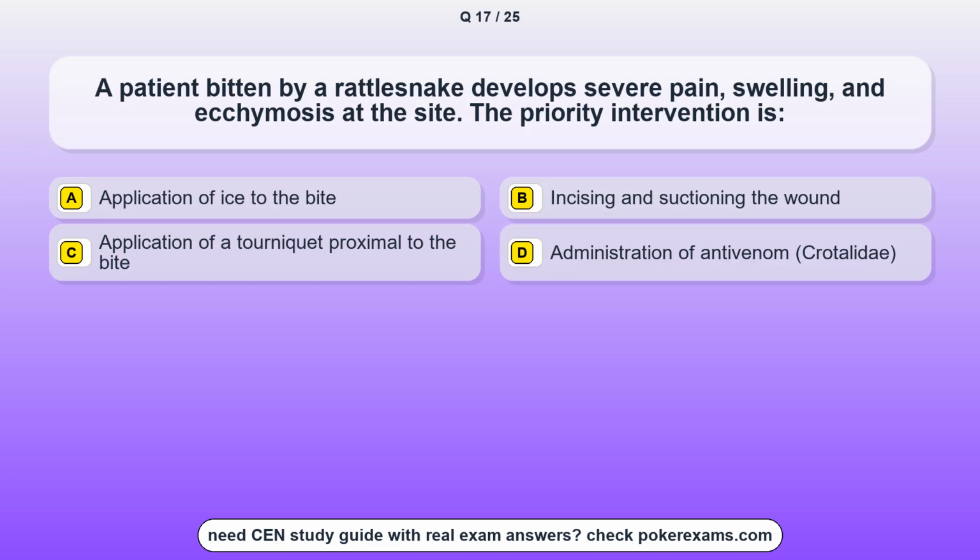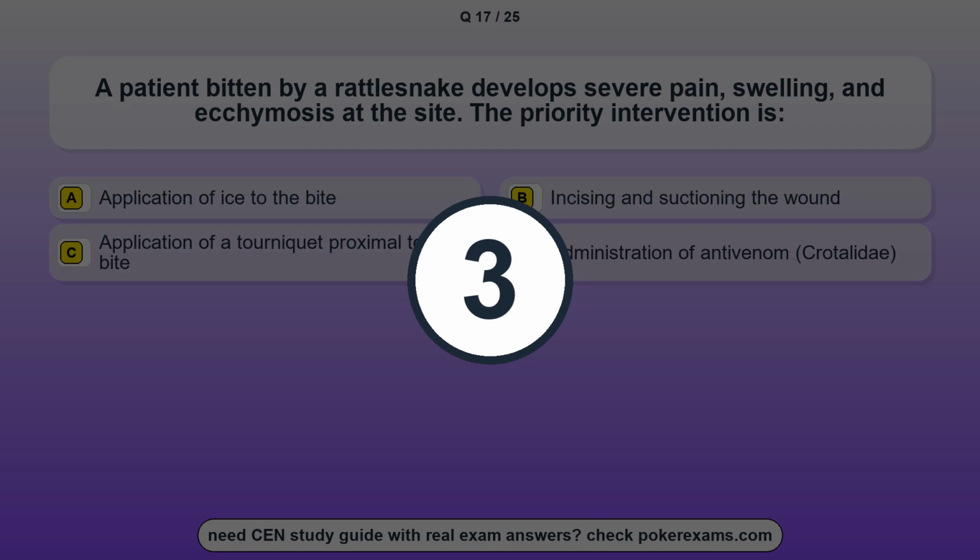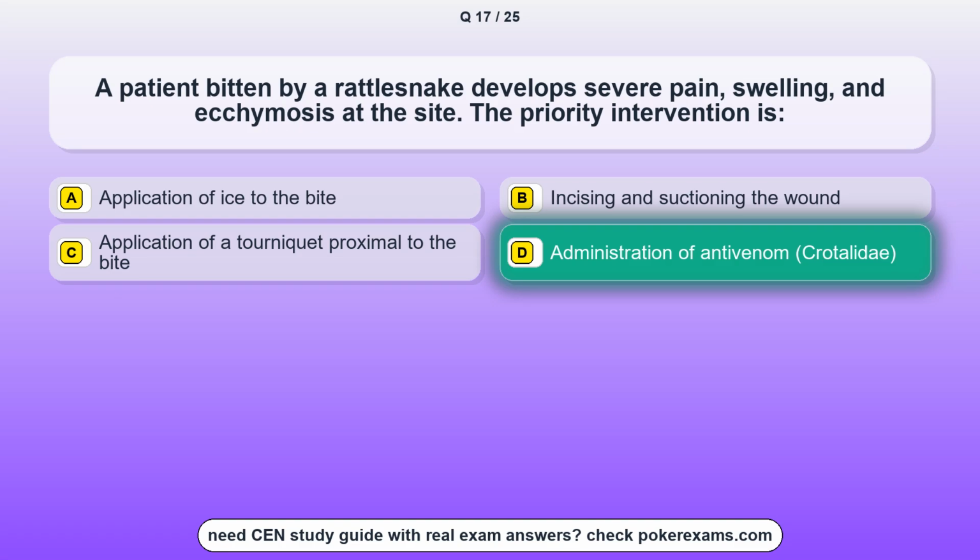Question 17. A patient bitten by a rattlesnake develops severe pain, swelling, and ecchymosis at the site. The priority intervention is: Option A: application of ice to the bite. Option B: incising and suctioning the wound. Option C: application of a tourniquet proximal to the bite. Option D: administration of antivenom, crotalidae. The correct answer is option D: administration of antivenom, crotalidae.